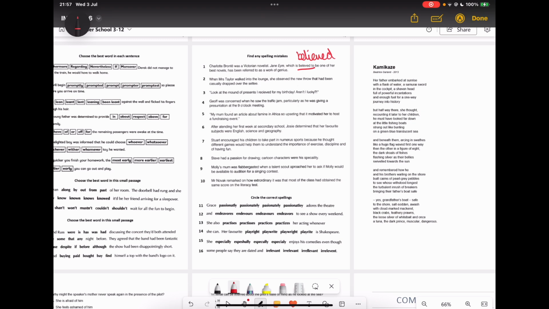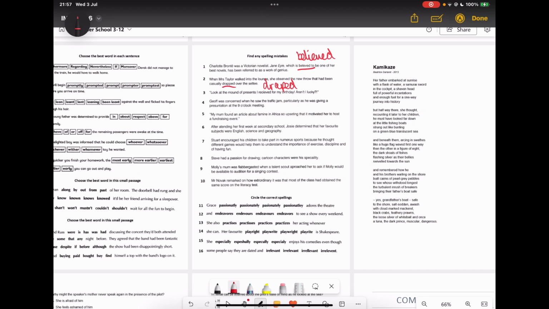When Mrs. Taylor walked into the lounge, she observed the new throw that had been casually draped over the settee. Well, this one is draped. Draped should be spelt with one P, draped. And then next, question 3.